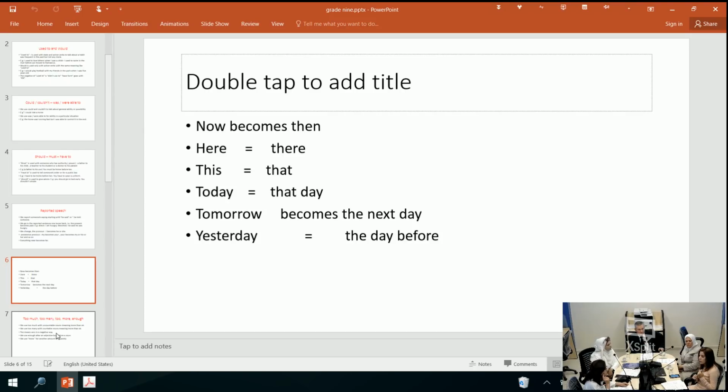For example, I go to this place. She went to that place. This becomes that. Today becomes that day. Tomorrow becomes the next day. Yesterday becomes the day before. Can we say the previous day? Yes, we can.